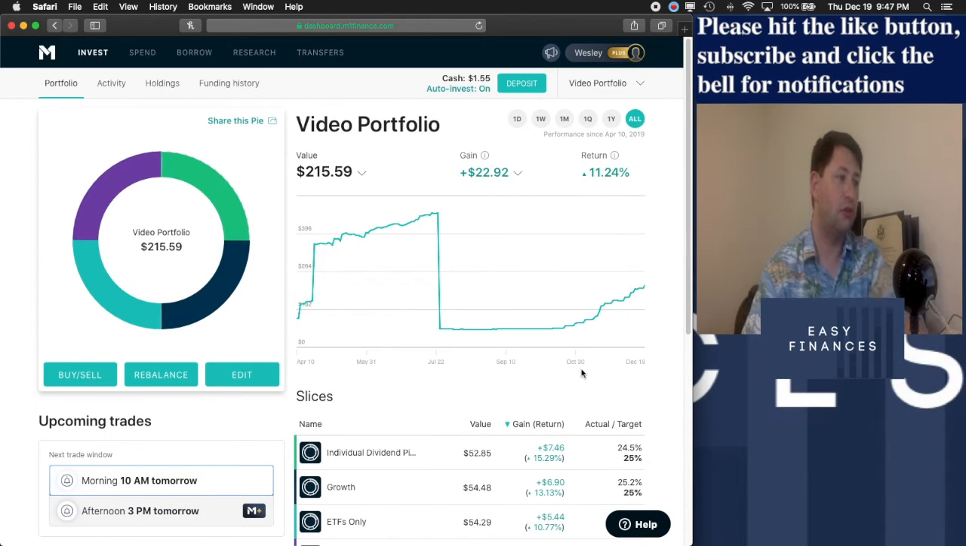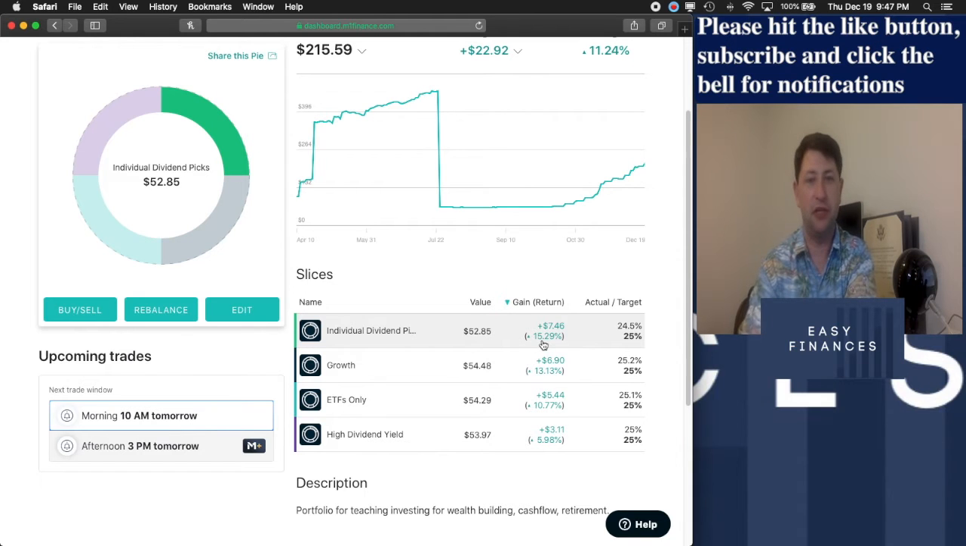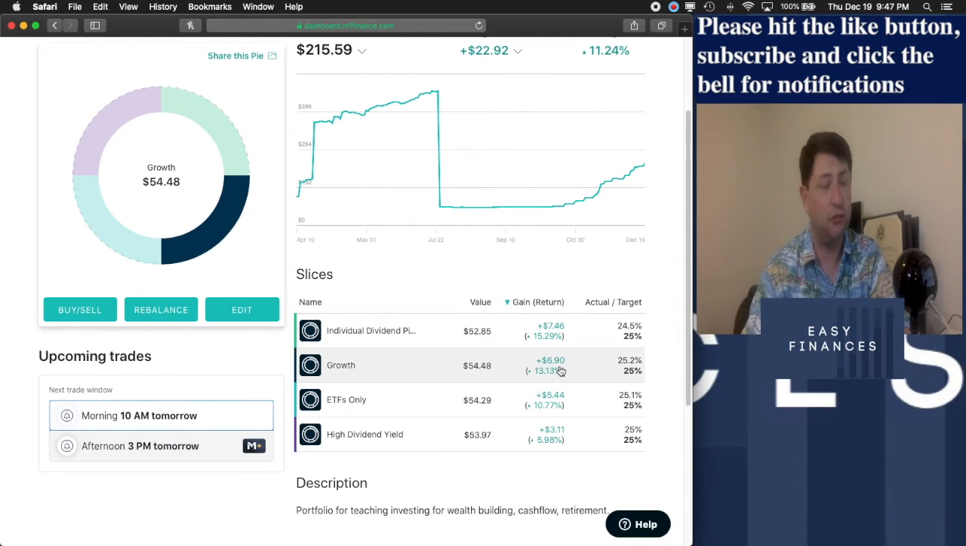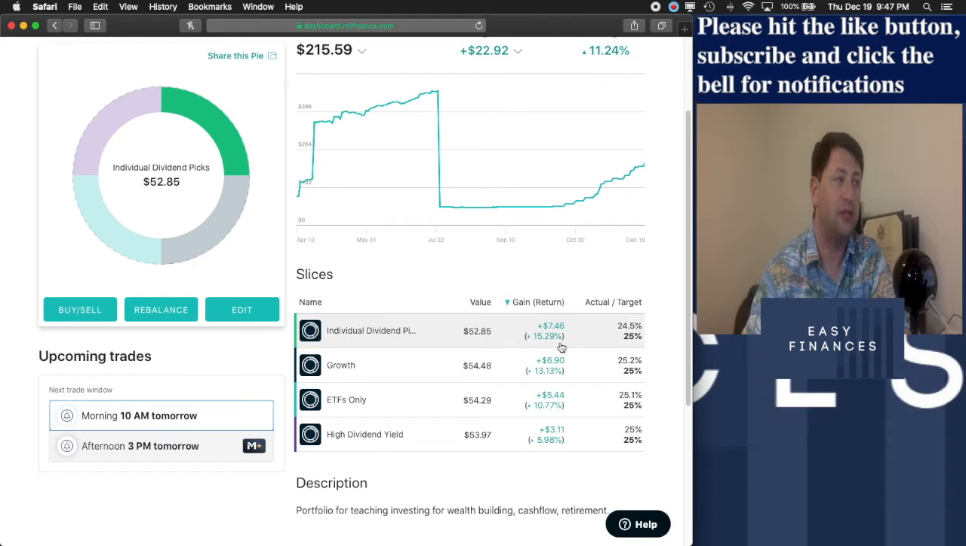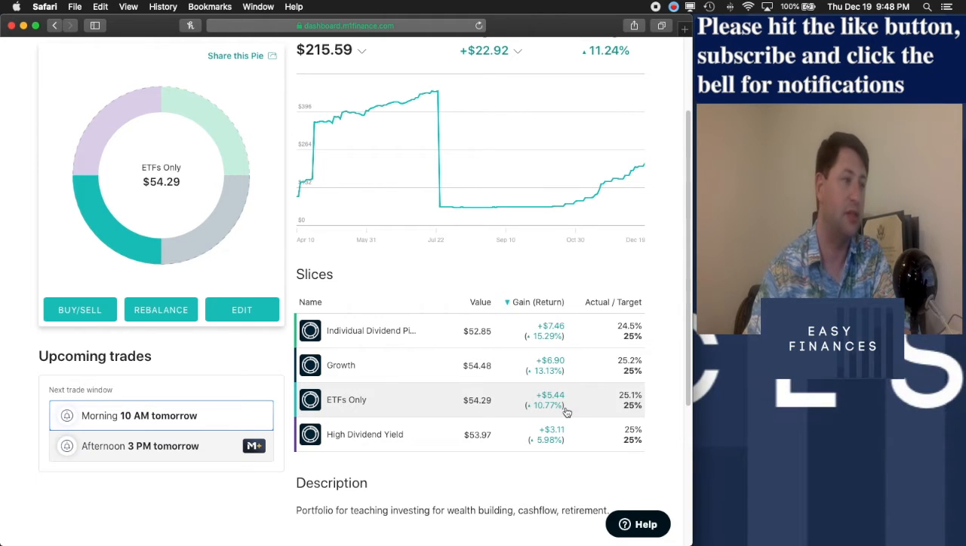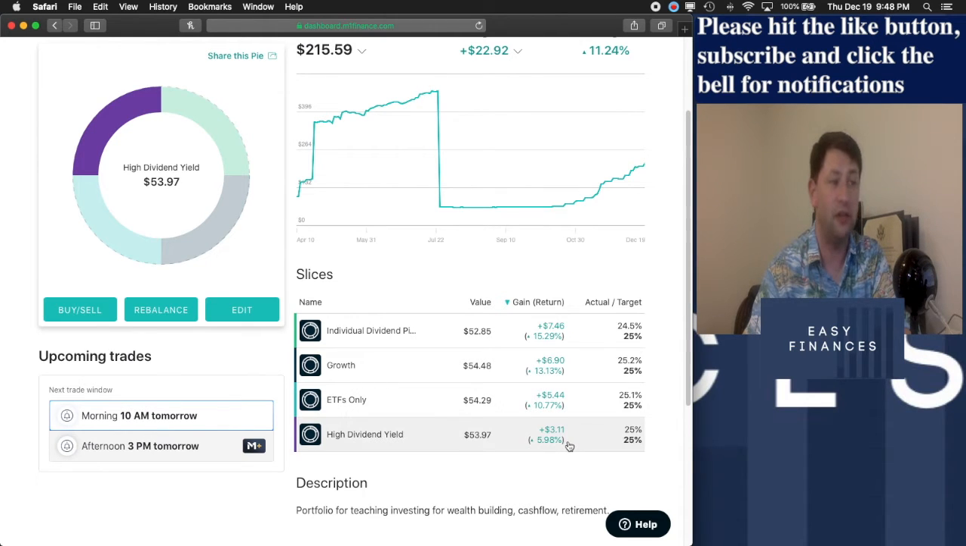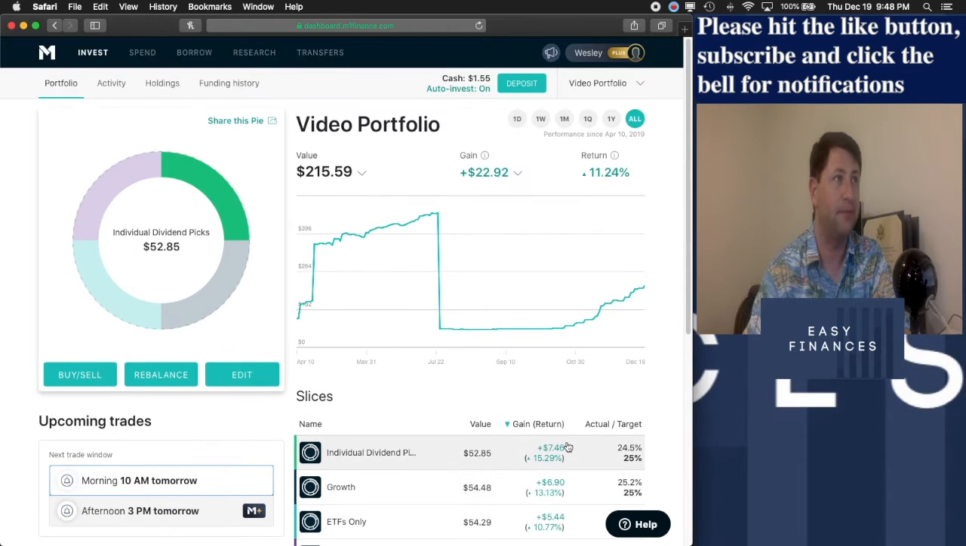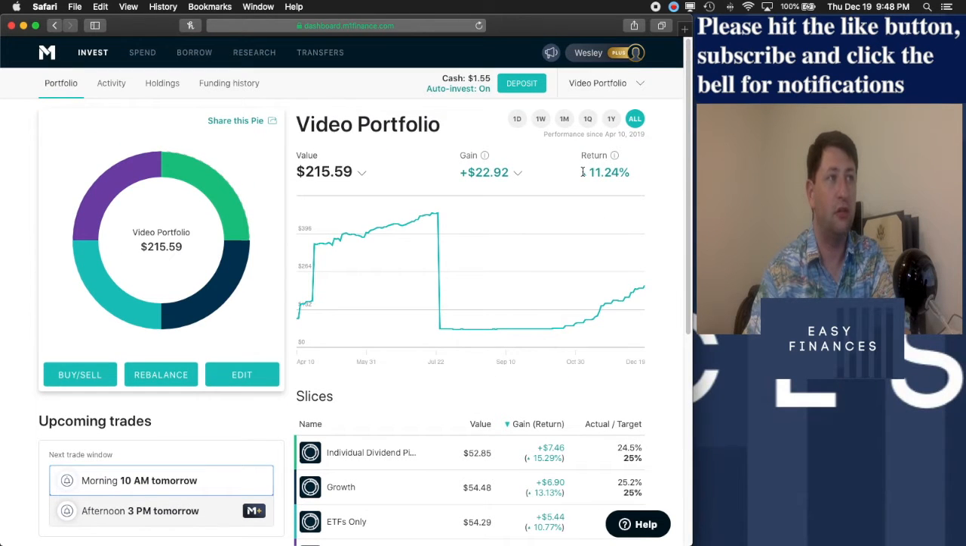If we look overall, we have our individual dividend picks still ahead, but growth quickly approaching. So we have 15.29% for individual dividend picks, and the growth portfolio, or piece of the pie, at 13.13%, followed by ETFs at 10.77% and high dividend yield at 5.98%. So overall, the total return has been 11.24%.